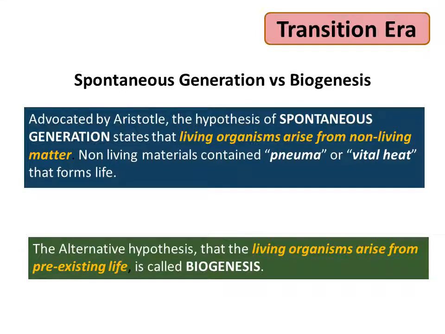Contrary to this, a sect started being built up that believed that living organisms can arise only from pre-existing life, and that there is nothing called pneuma or vital heat.